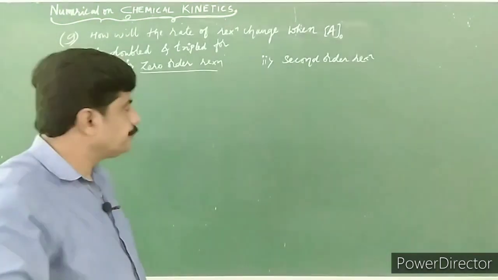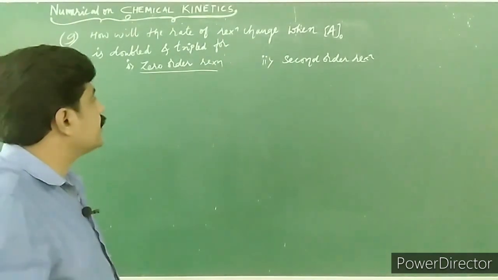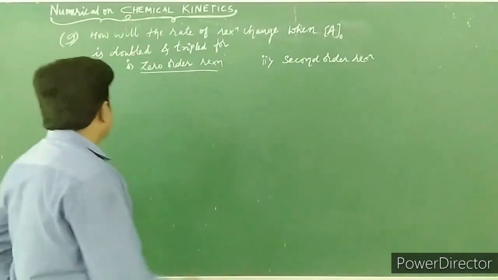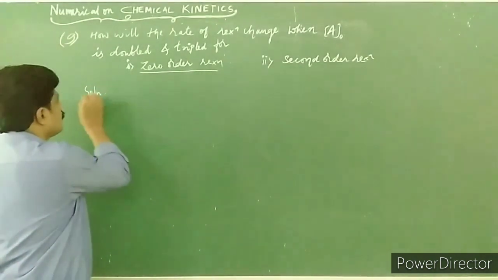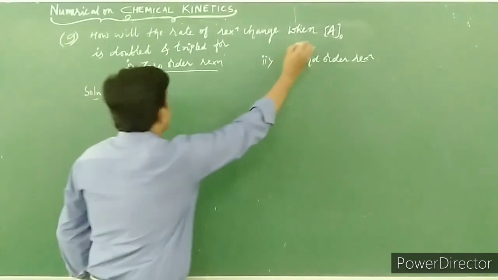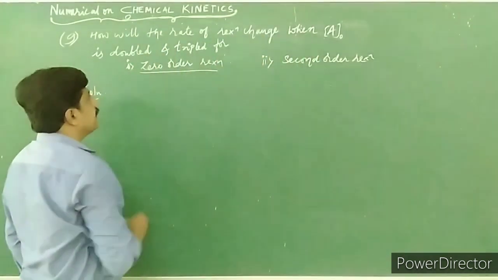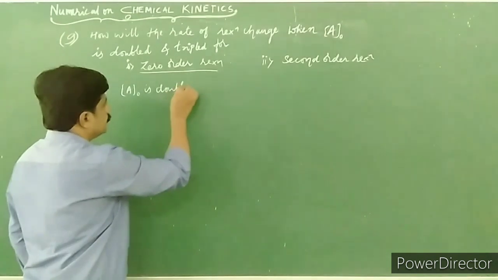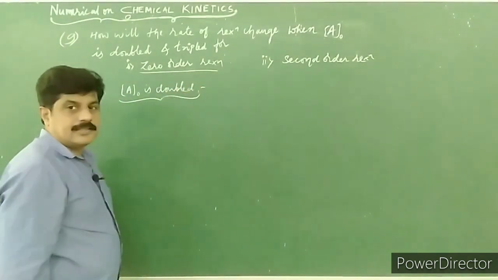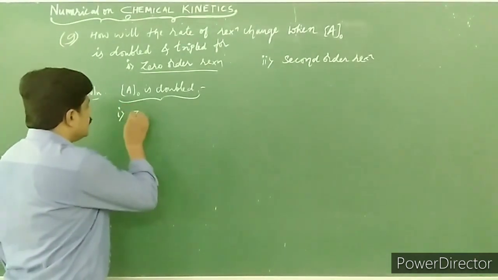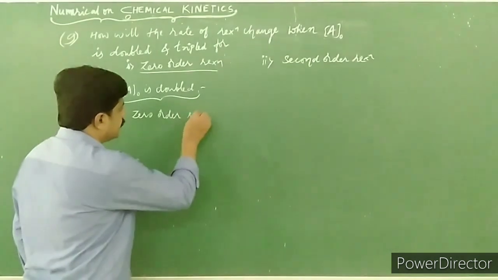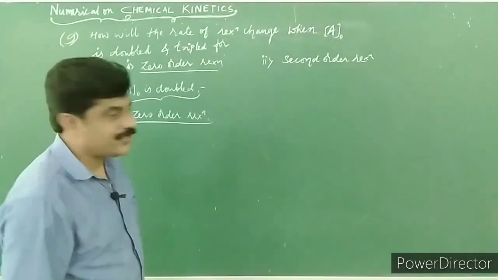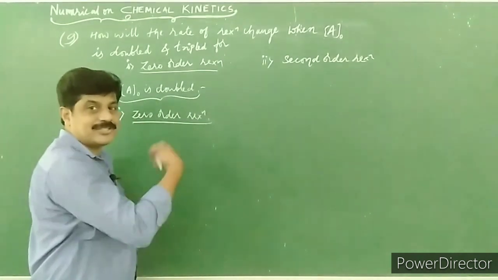Let me take up the next numerical for you. How will the rate of a reaction change when A0 is doubled or tripled for a zero order reaction and a second order reaction? Children, again it's a very simple numerical. First I'll see when A0 is doubled, and later I'll take up when A0 is tripled. Under that, first I'll take up the zero order reaction. Remember, the rate of a reaction remains unchanged for a zero order reaction, whether the concentration is doubled or tripled.